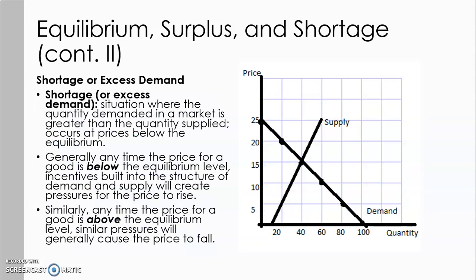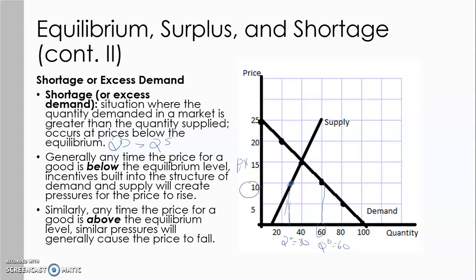A shortage, or what we call excess demand, occurs where the quantity demanded is greater than the quantity supplied. This is going to occur at prices below the equilibrium. So remember, our equilibrium price was 15. If we have a price of 10 here, our quantity supplied is about 30, but our quantity demanded is going to be 60. So our quantity demanded here is greater than our quantity supplied.